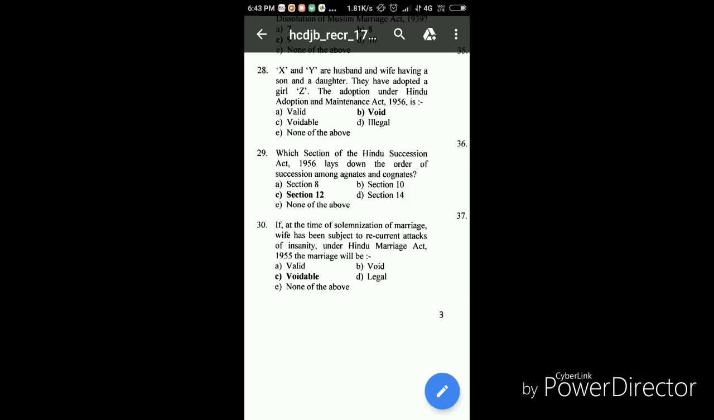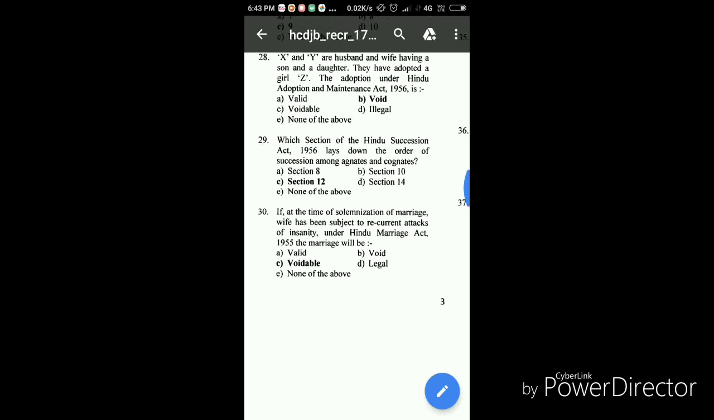Then we move to Section 29. Which section of the Hindu Succession Act 1956 lays down the order of succession among the agnates? This is Section 12. I already told you this is a number-based question. If you have a good command of the bare act, you can solve this kind of question.